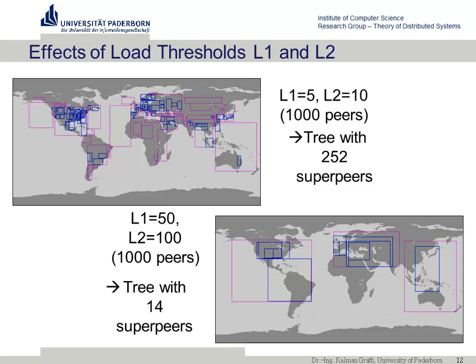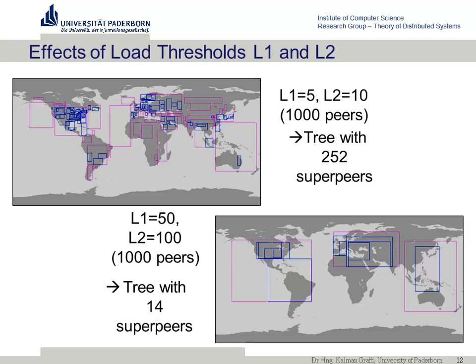Okay, so let's get some feeling for these thresholds, L1 and L2. So if you take the lower bound and the upper bound very small, so 5 and 10, and you have, for example, 1,000 peers, then you come up with the picture in the top left. So you have very many zones, and that's how it looks after a simulation of 1,000 peers. So for example, the blue ones are located inside the violet ones, and here, for example, in the USA, there are quite a lot of zones.